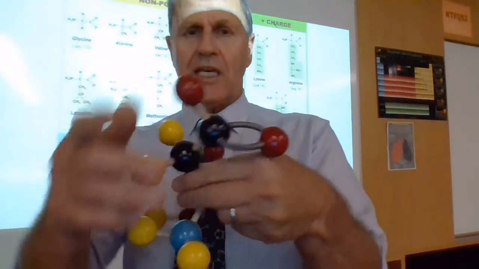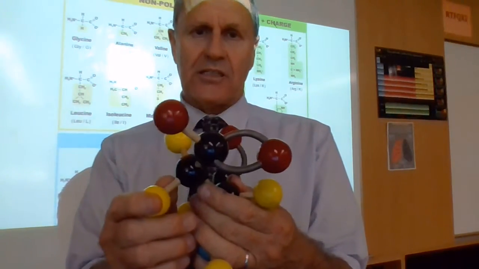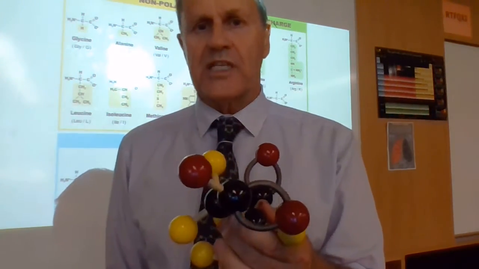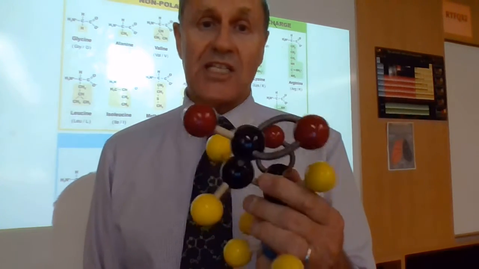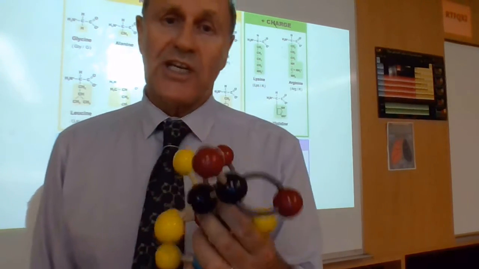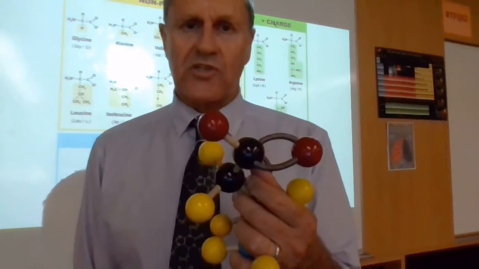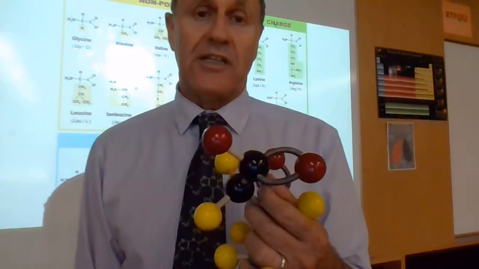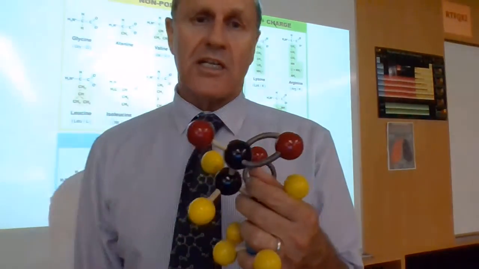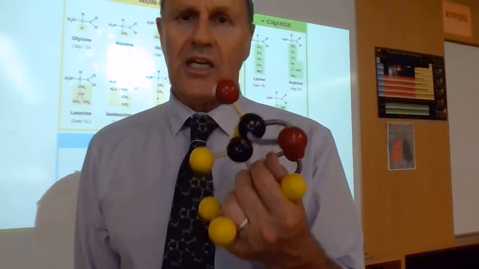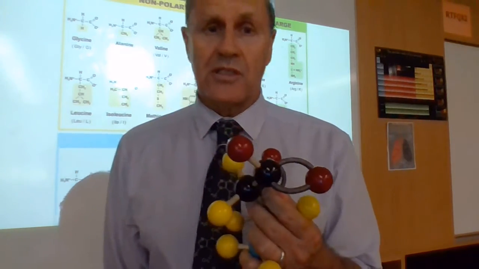So this is an acidic R group, and that means it's going to give away its H+, it's going to produce a negative ion, and if somewhere else in the protein structure there is a positive ion, then it's going to attract that and produce an ionic bond.